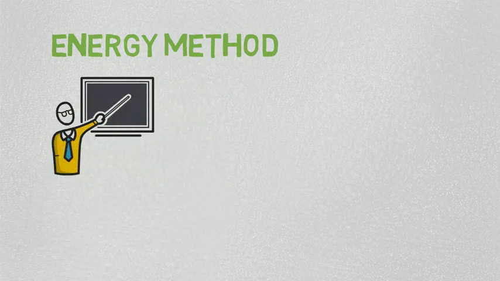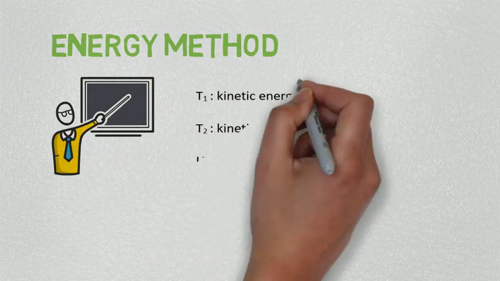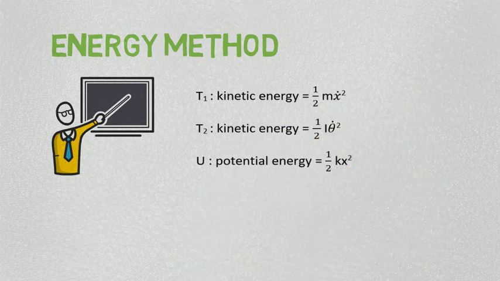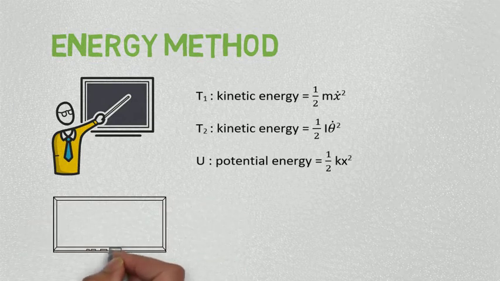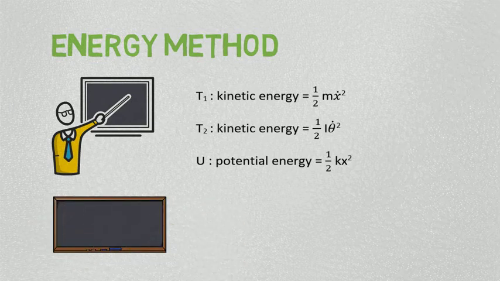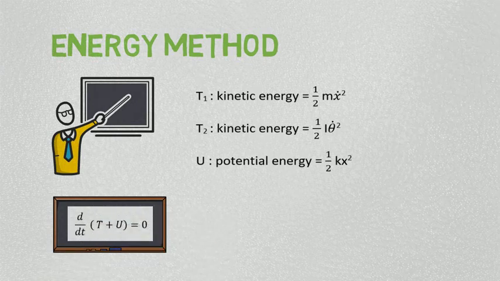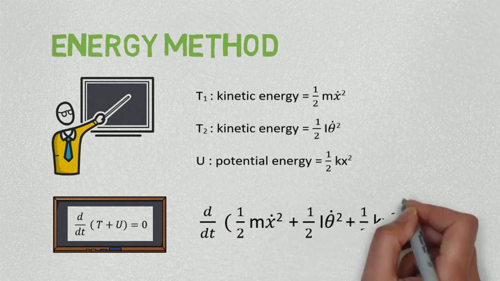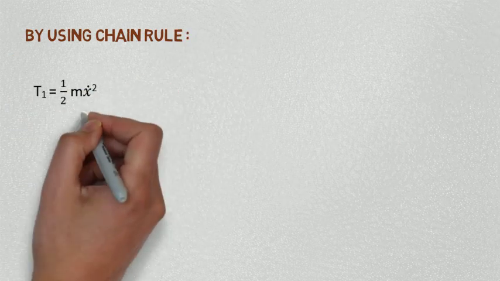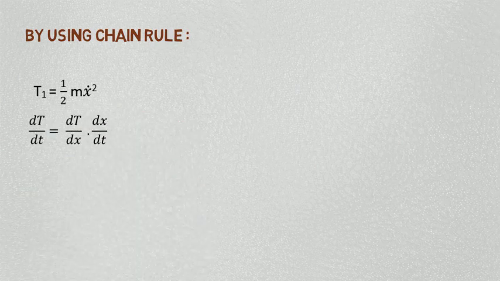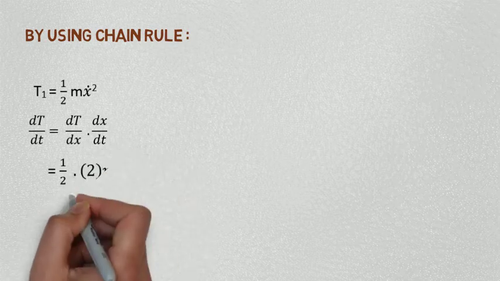So in this question, kinetic energy has 2 equations. First is the linear displacement from the mass and another one is the rotation from the pulley. And potential energy only has 1 from the spring. To get the equation in terms of acceleration, you need to differentiate the equation in terms of time.